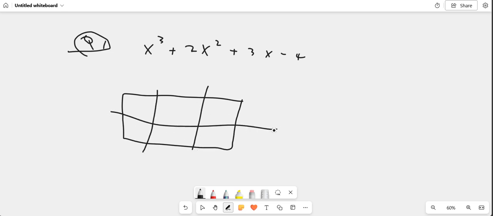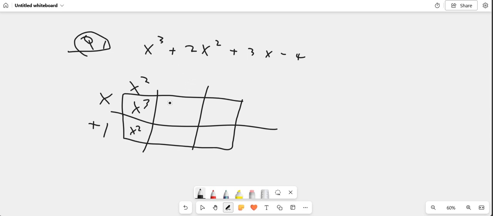With the box method, it's simple. You just put the linear that you're dividing by here. So it's x plus 1. And put the first term of the cubic that you're dividing into here, so x cubed. Now x goes into x cubed x squared times. So that's x squared. Times it down there, that's another x squared there.